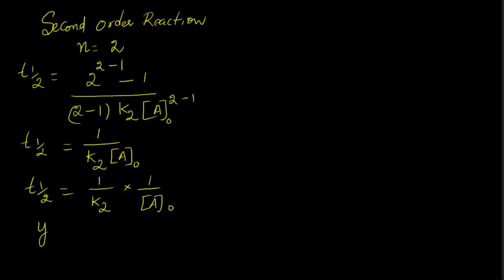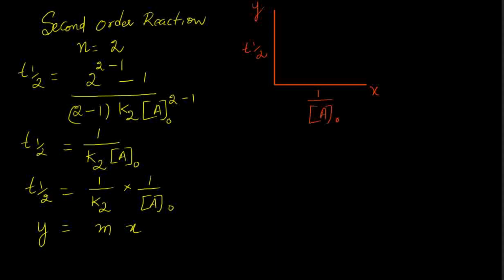This equation is in the form y equals mx. For the graph, on the y-axis is T half and on the x-axis is 1 by a naught, and the slope equals 1 by k2. So this is the graph related to the second order reaction based on the half-life period.